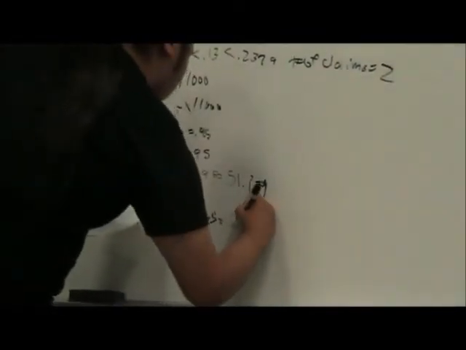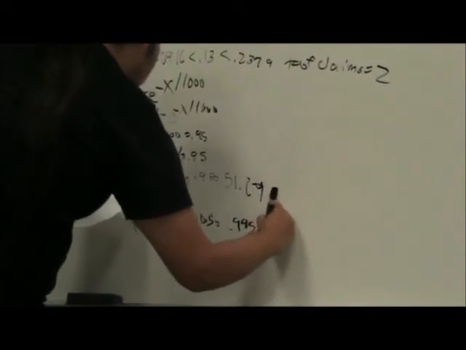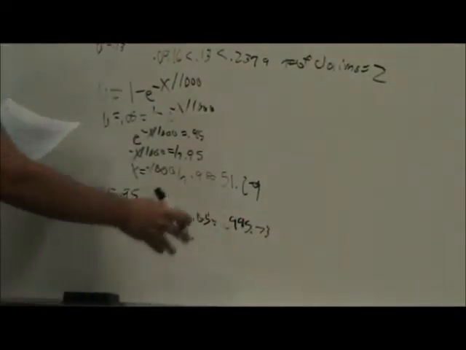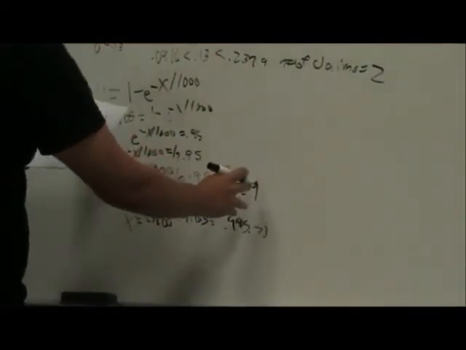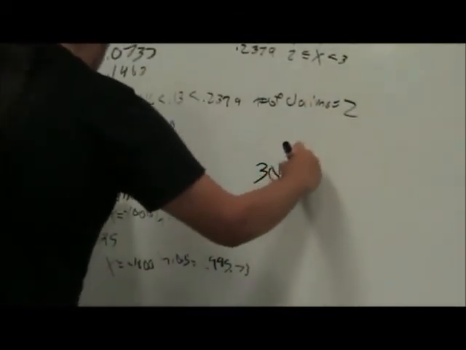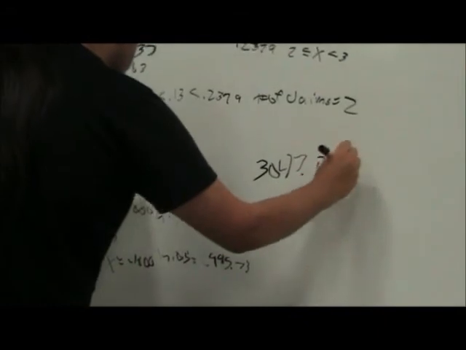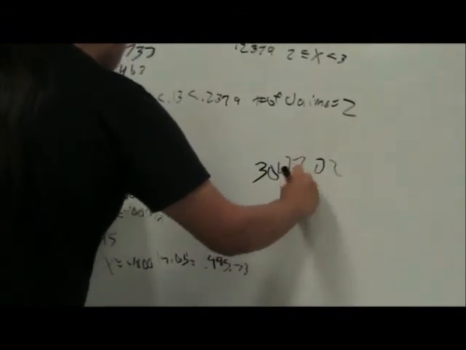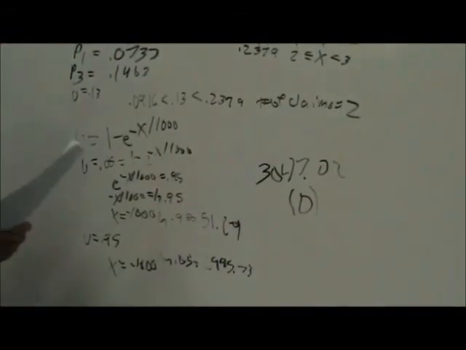2,995.73. And now you add up these two for the total losses, and you get 3,047.02, which is the SOA answer choice D.